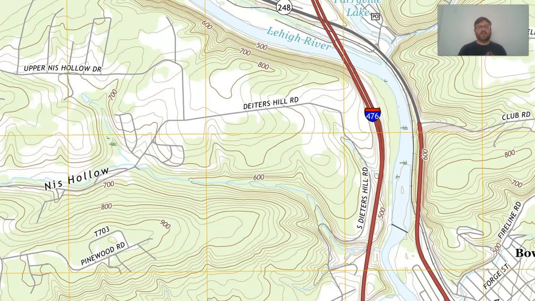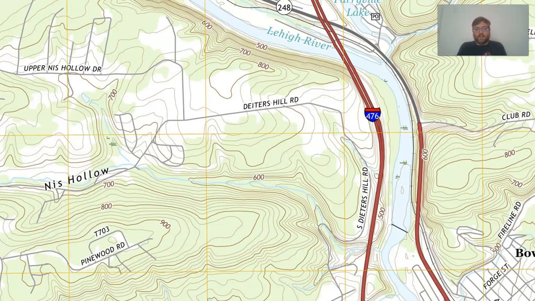So we can say the intersection between Upper Niss Hollow Drive and Dieters Hill Road is somewhere between 760 and 780 feet in elevation. It's in between those two contour lines. So we've got that bracket of elevations that it could be. We don't know exactly its elevation. It's just somewhere in that 20-foot bracket because of which contour lines it falls in between. So we could do that all over this map, calculating the exact heights of various points based on what contour lines they're close to.